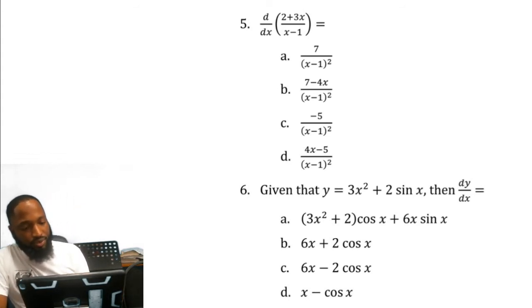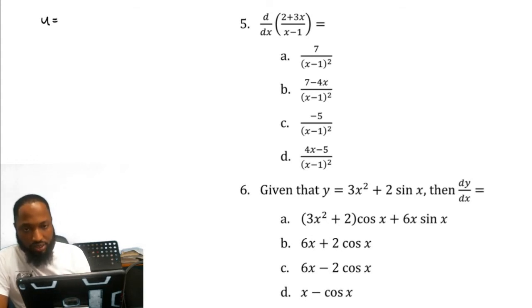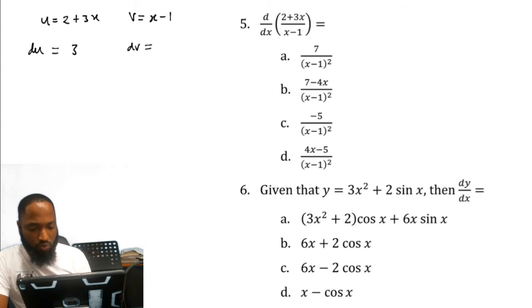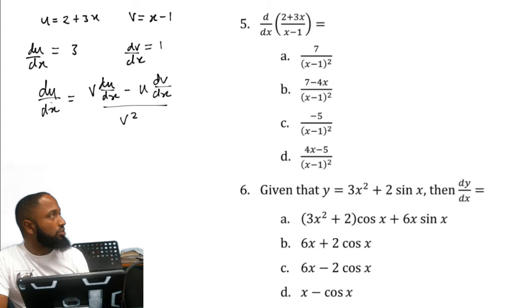Alright, so we're differentiating this. Yes, it is the quotient rule. You will say u is equal to 2 plus 3x, so du would be 3, and v is equal to x minus 1, so dv will be 1. Now the quotient rule runs like v du dx minus u dv dx over v squared. I just write du here, but I mean du dx.